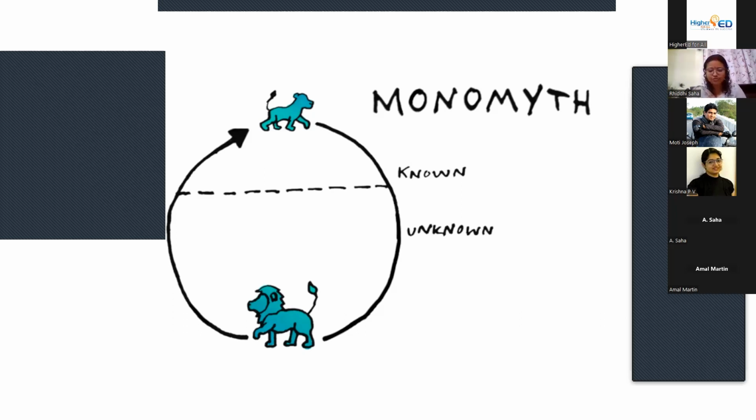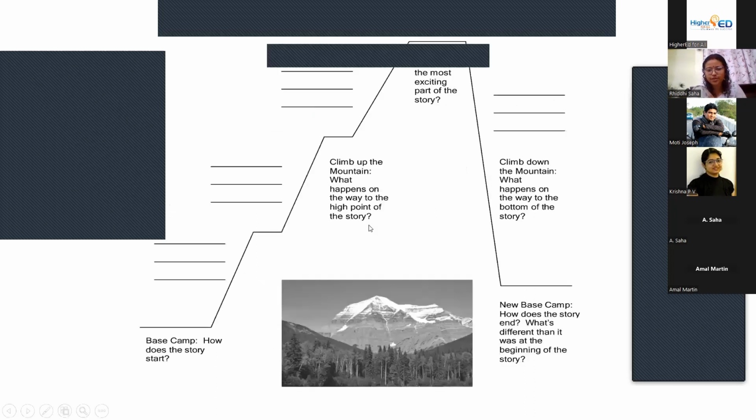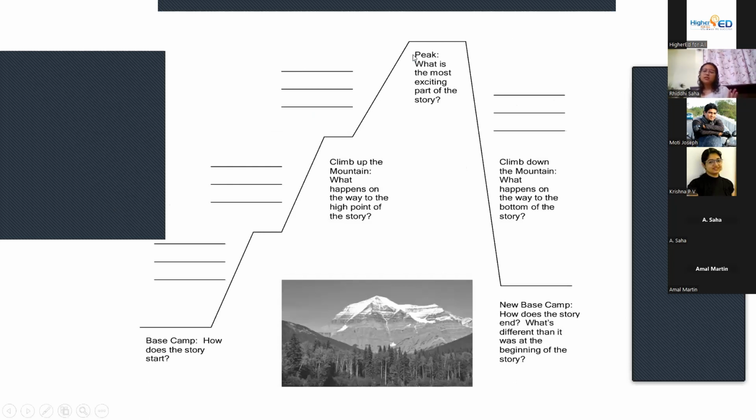So this is just one of the structures. We have many more such. The next one that I'm going to talk to you about is the mountain structure. So the mountain structure is basically, it actually looks like a mountain, all right?